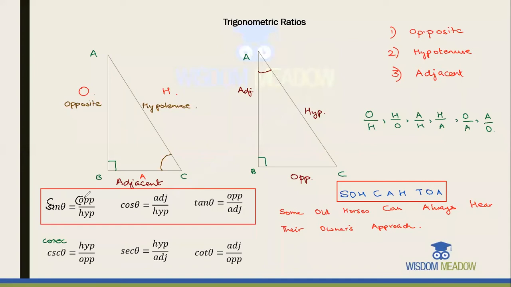So ka tova. So ka tova stands for sine is opposite over hypotenuse, cos is adjacent over hypotenuse, tan is opposite over adjacent, and the other 3 are the reciprocals.